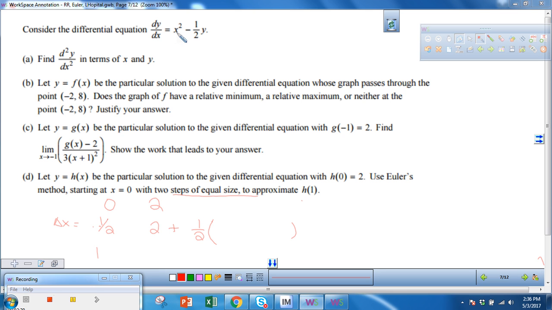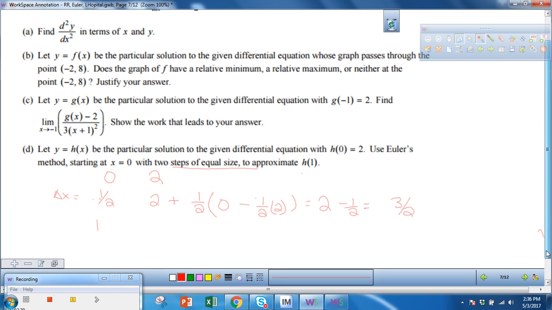So we're using 0.2 to evaluate that, and that gives us 0 minus 1/2 times 2. So that's 0, so that's 1. It's -1. So 2 minus 1/2 is 3/2. So that's my new y.